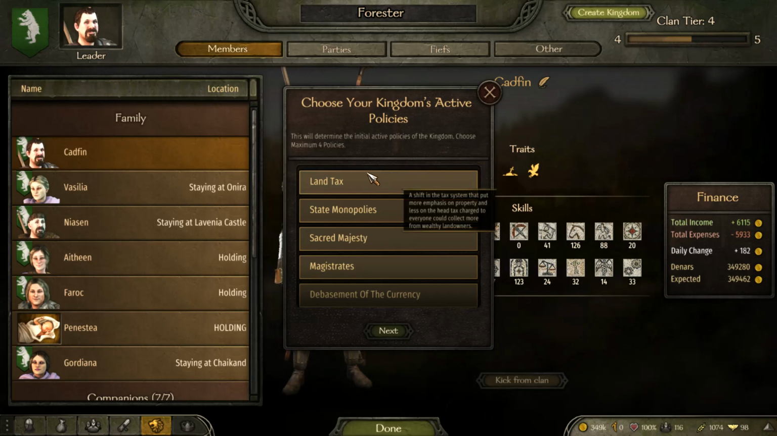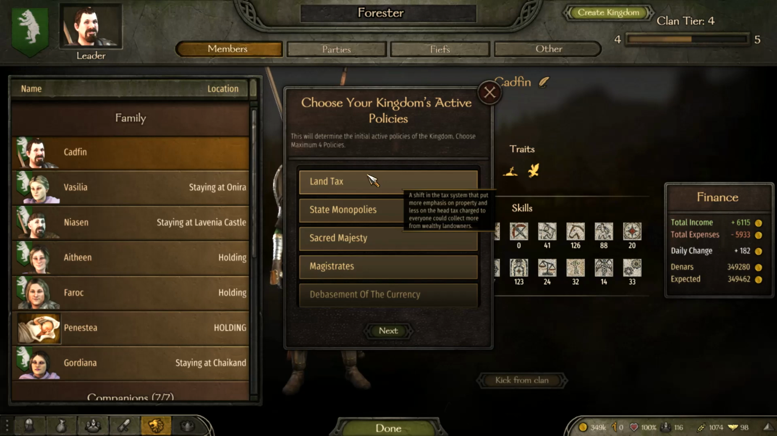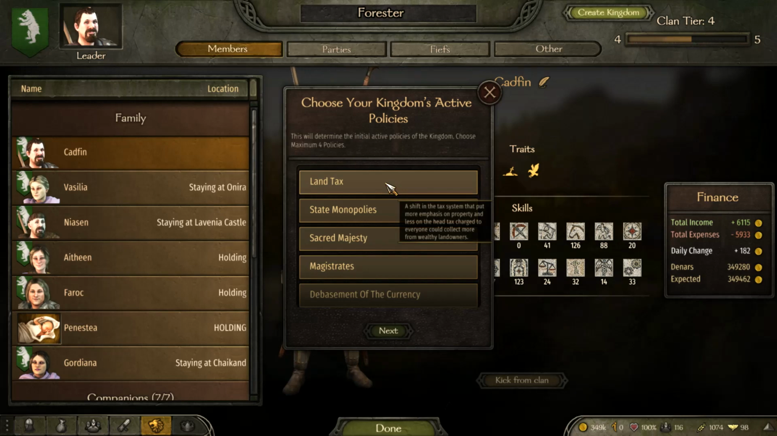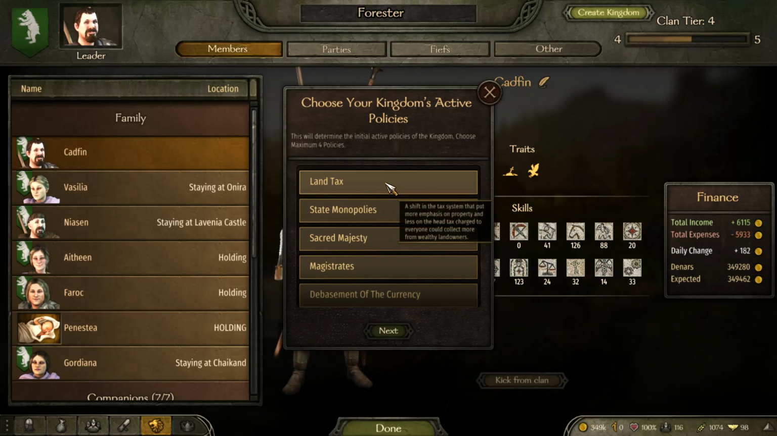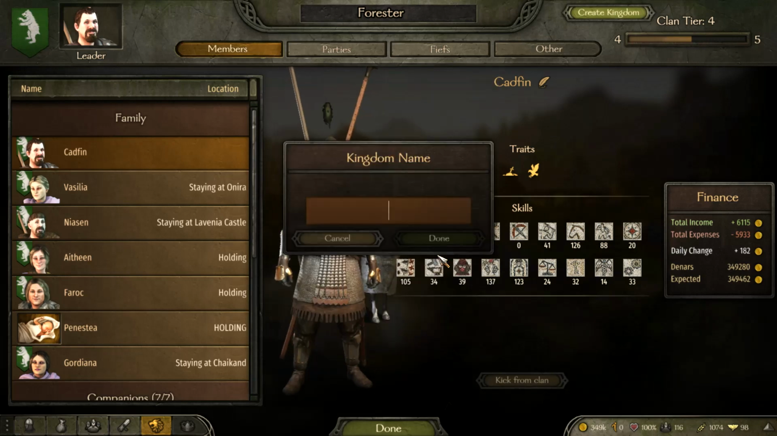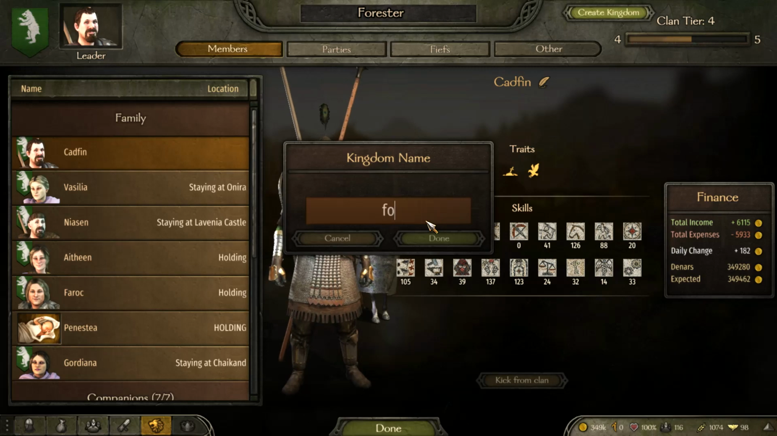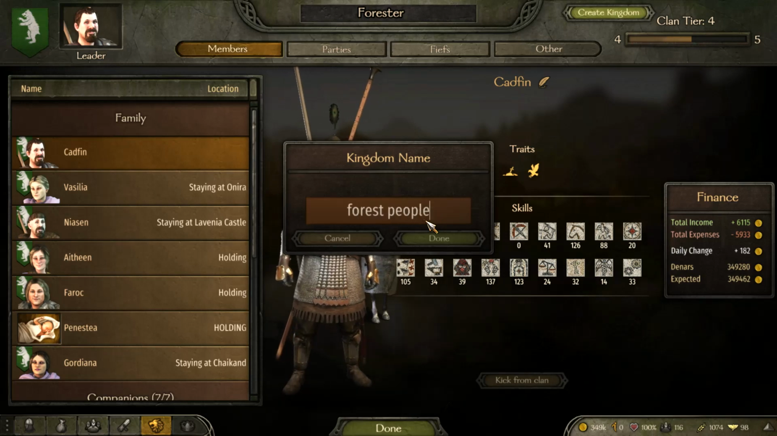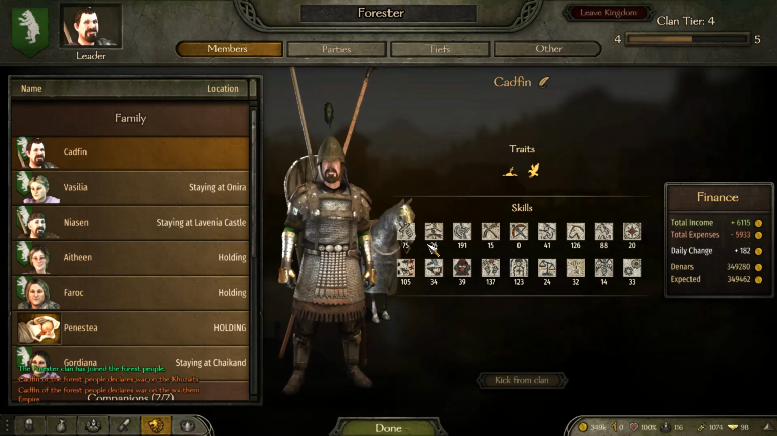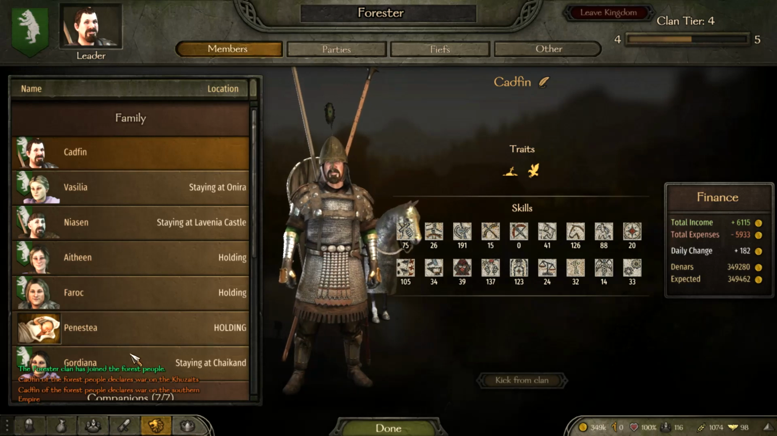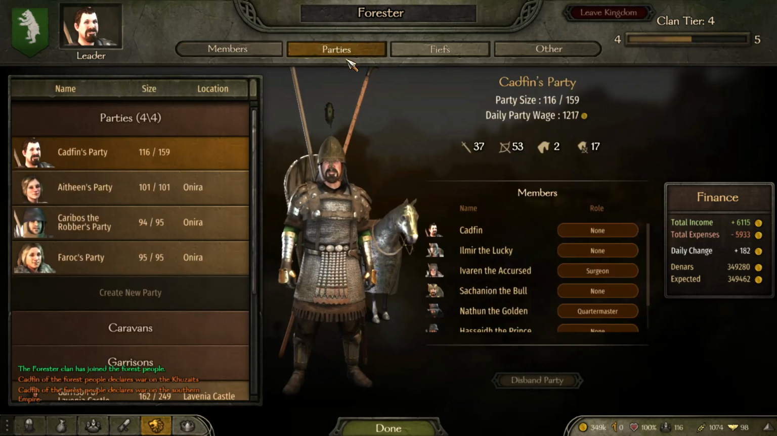So for example, if we look here at land tax, it says a shift in the tax system that puts more emphasis on property and less emphasis on the head tax charge, so that everyone could collect more from wealthy landowners. But to us, that means nothing. So we're just going to do what it says. We're going to select our basic one, and then we're going to name our kingdom Forest People. And there we go. Now we're going to be at war with people, but it doesn't really matter.